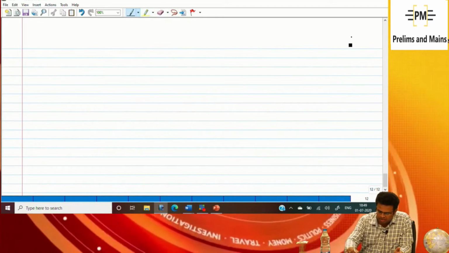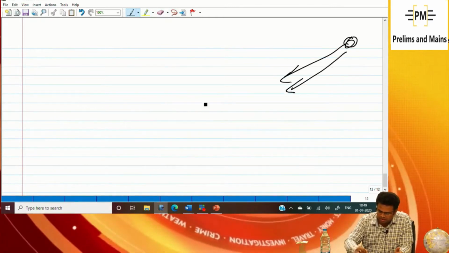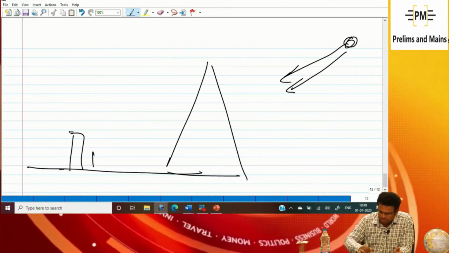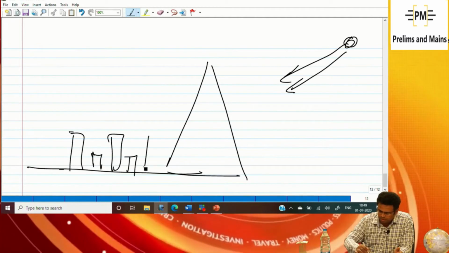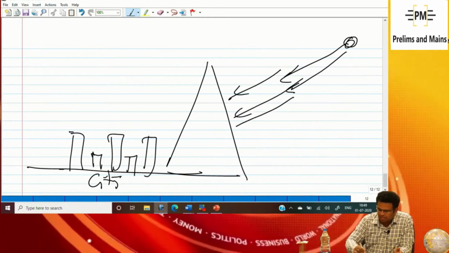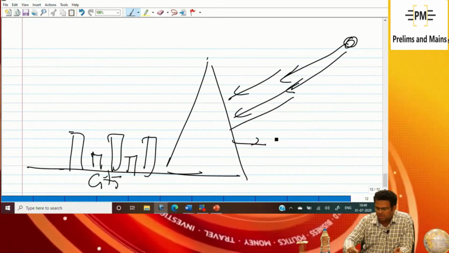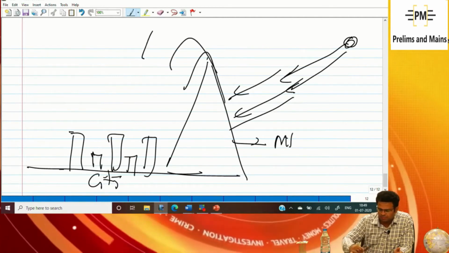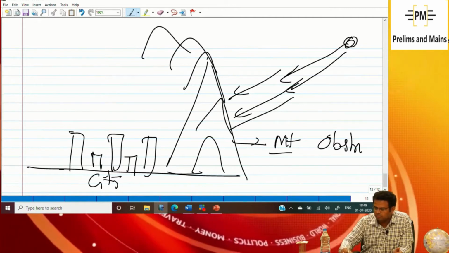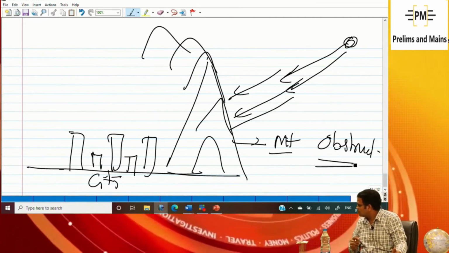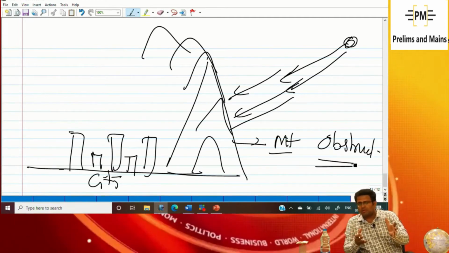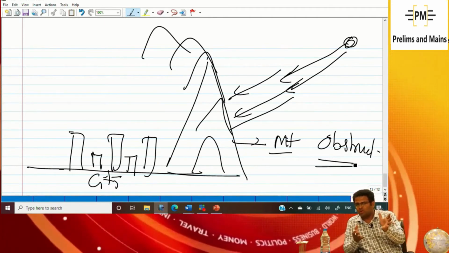Suppose the satellite is sending the signal, and your mountain is over here, or your city is here. Can this slant signal be obstructed by the mountain ranges? These are the mountain ranges. Can they obstruct it? I have made the picture very clear so that you can answer it.